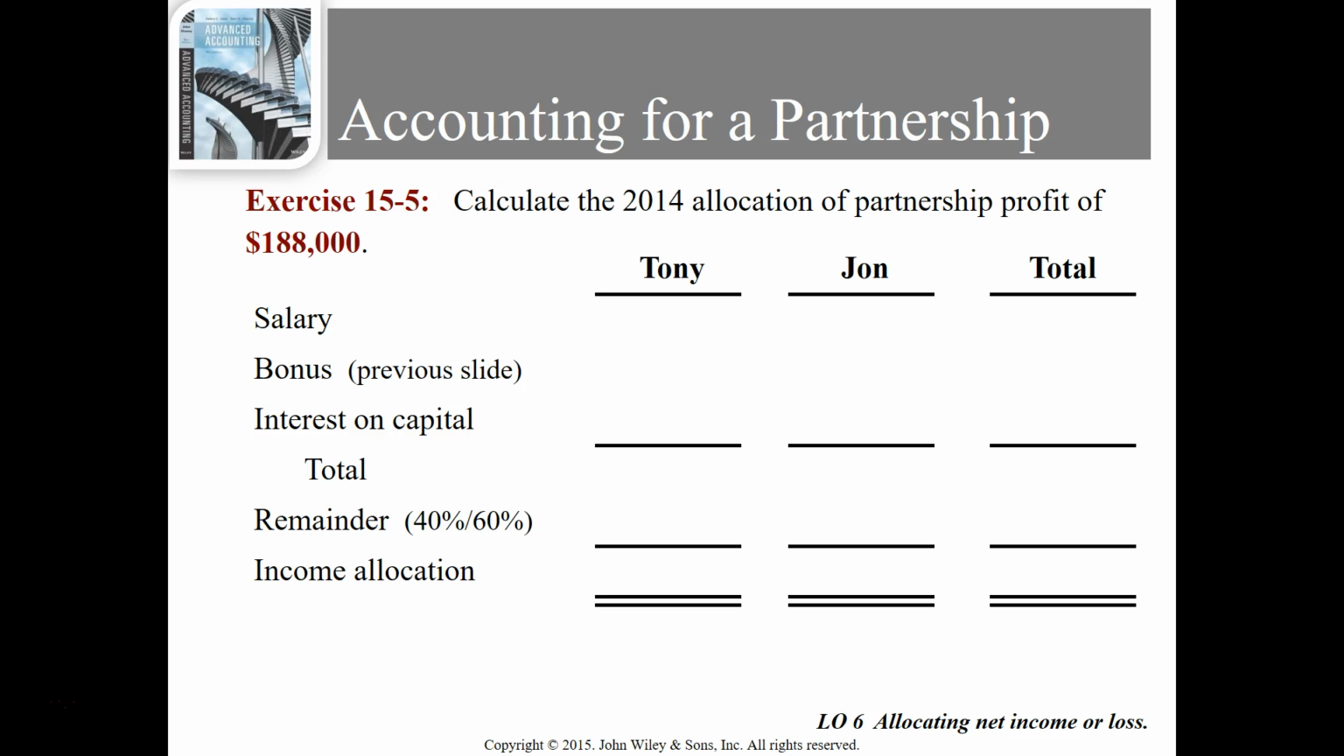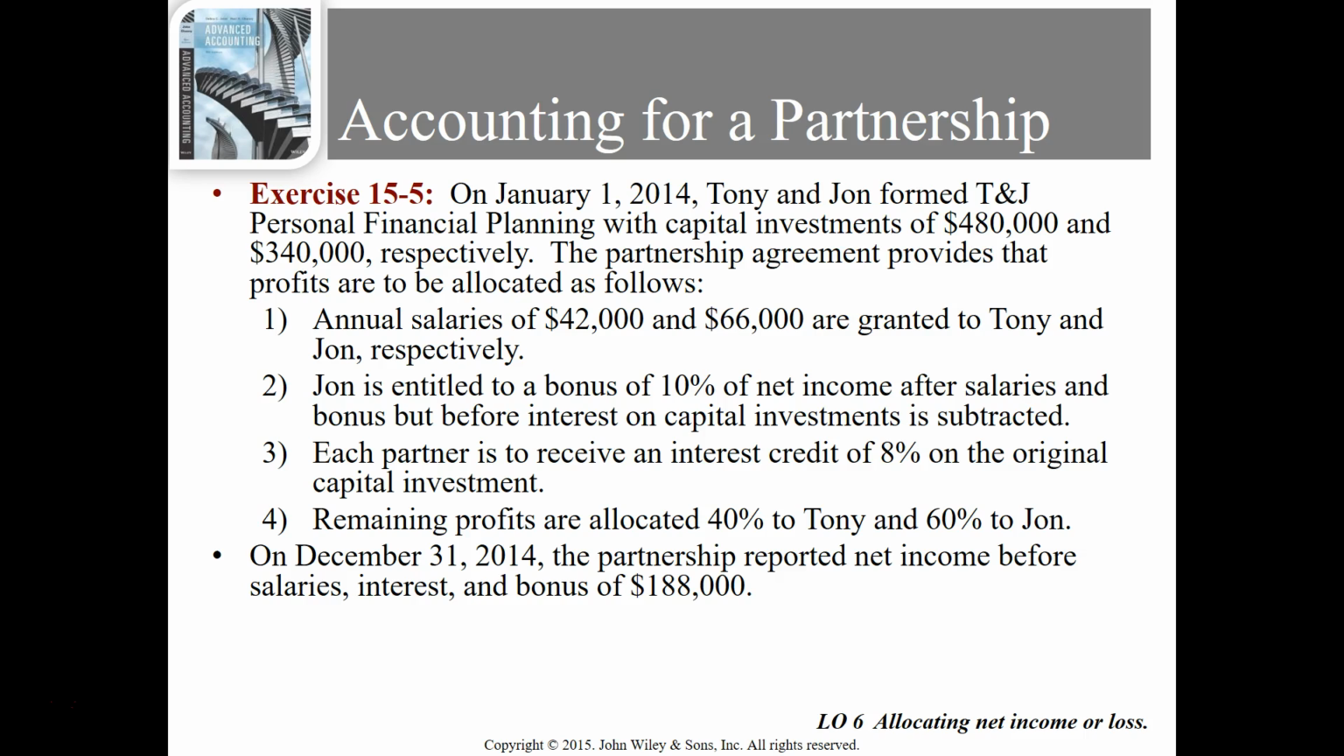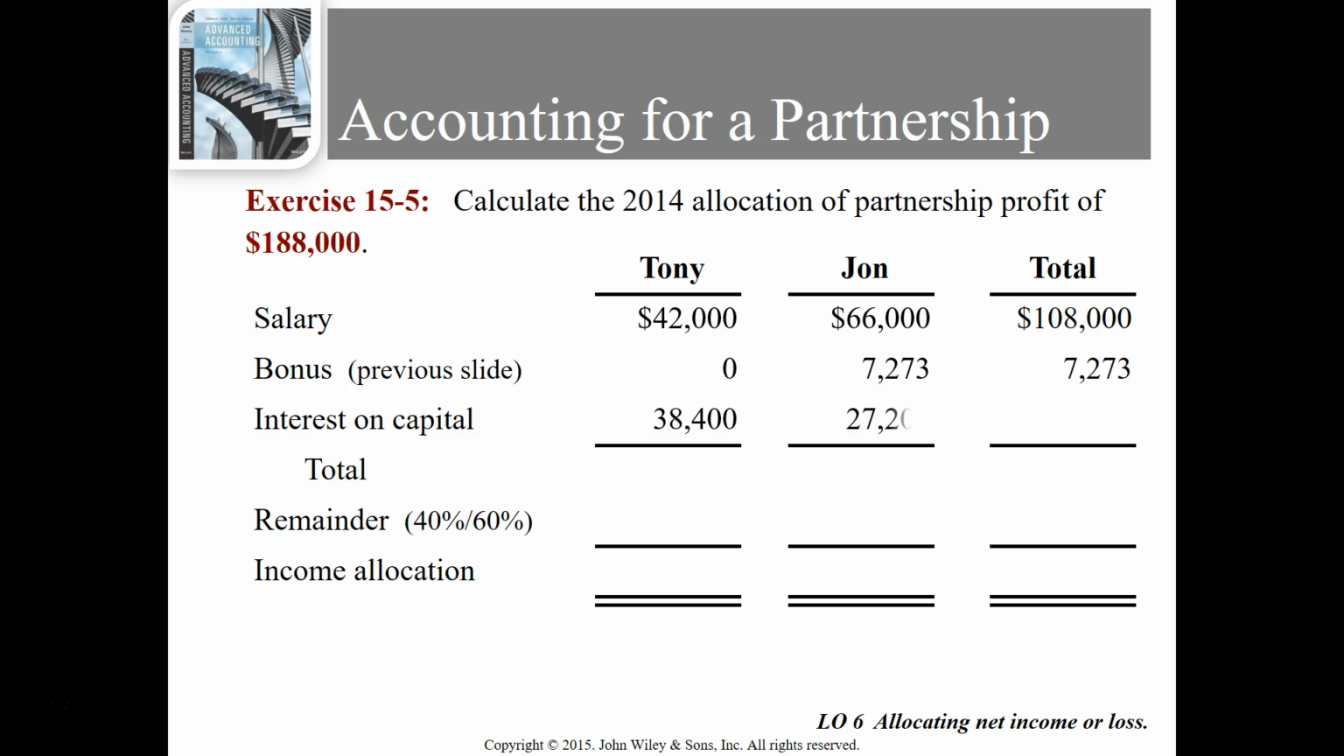So now, how would we allocate the 188,000? That's all we have. Well, we have a salary. So when we put the salary on our schedule, we've taken up or used 108,000 of the 188. A bonus was given to John of 7,273. And there's interest on their beginning capital, 38,400, which again, remember, is 8% of the original capital, so 8% of 480, 8% of 340 is 65,000. Well, according to this, we have 180,873. But we have a remainder, meaning money left to allocate, of 7,127, leaving us with an income allocation of $188,000.